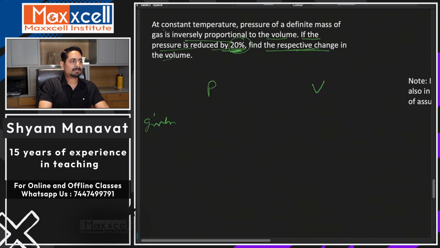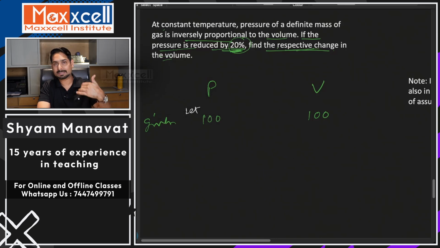So let me assume the pressure initially was 100. The volume also, assume 100. I assumed the pressure 100, volume 100, and I count this to be given information because initially there has to be some pressure value, volume value. Then only we can find out the change.